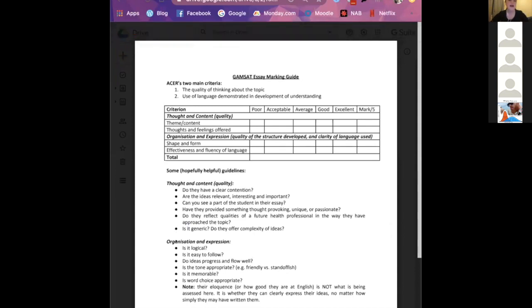And then in terms of the use of language demonstrated, that doesn't mean, were they super eloquent? Did they use amazing big words? We don't really care about that. We more care about your structure, your style, and your tone. So was it really easy for me to follow? Were you jumbled and all over the place? Did you use a tone that was really appropriate? Is it professional? Is it friendly? Or is it making me feel like we're going to end up in a fight because you're sounding really arrogant or annoying or standoffish? Also, is it memorable?